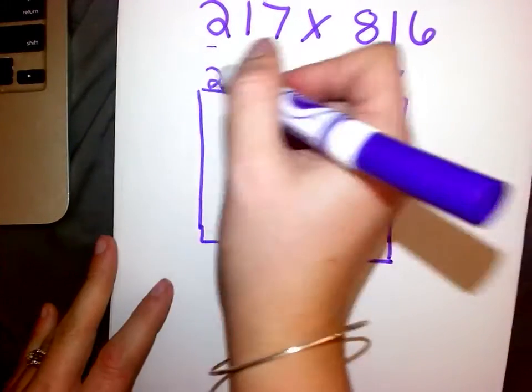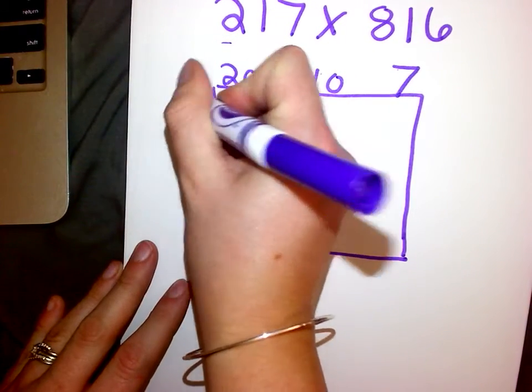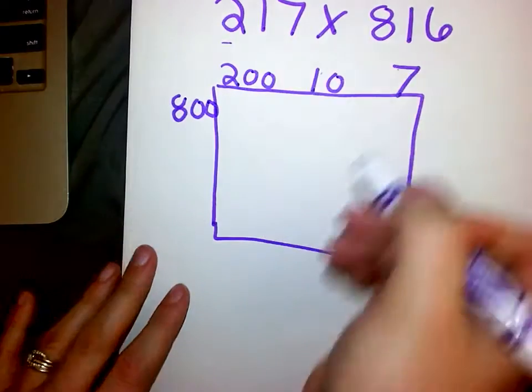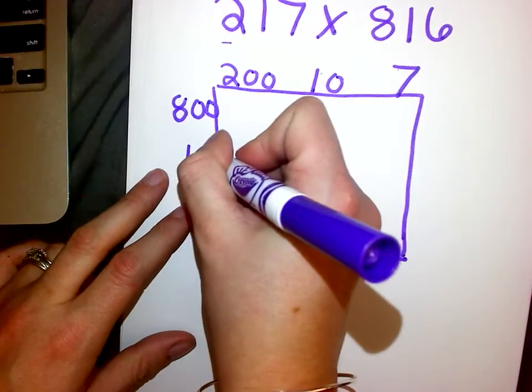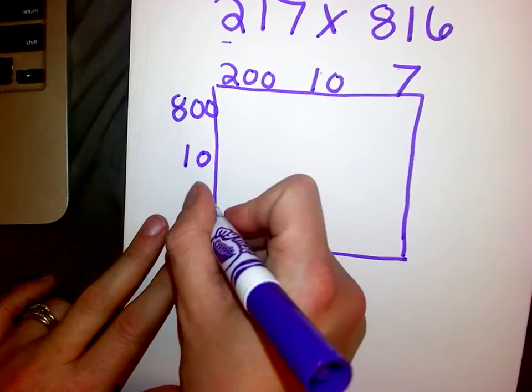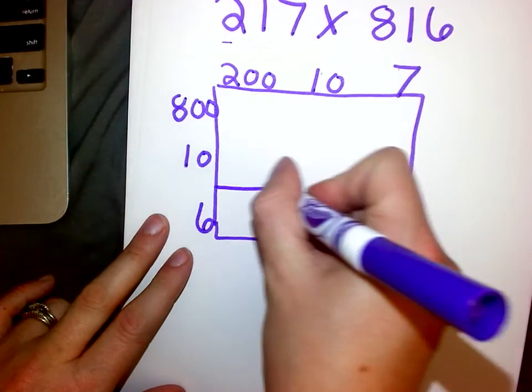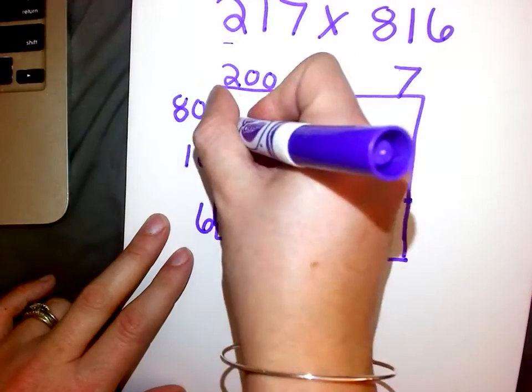816 in expanded form, so 8 is worth 800. It's in my hundreds place. The 1 is worth 10 again. And the 6 is worth 6 ones. So I'm just writing them according to the place value they are in.